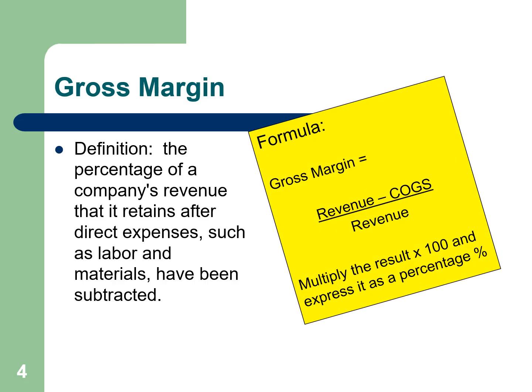The formula is simple. Gross margin equals revenue minus cost of goods sold, all divided by revenue. You then multiply this by 100 to get a percentage. A higher gross margin indicates a company is more efficient in managing its production costs.